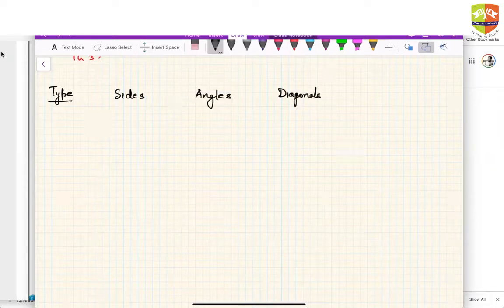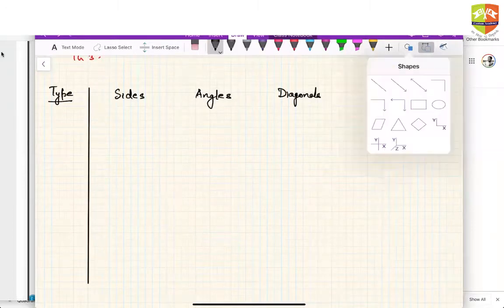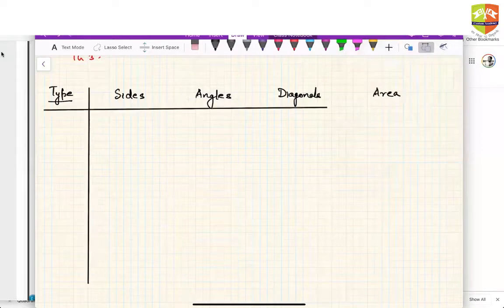And then we'll talk about the area. All information at one place. Okay, so if you want, you can draw the table with me, or, your call. So this is what I'm going to do.